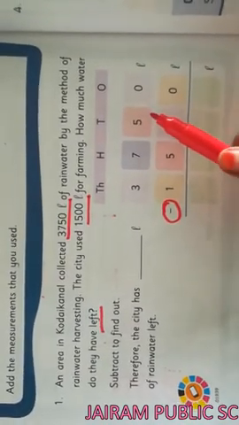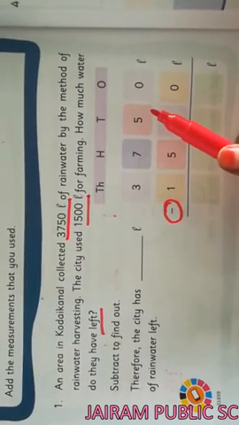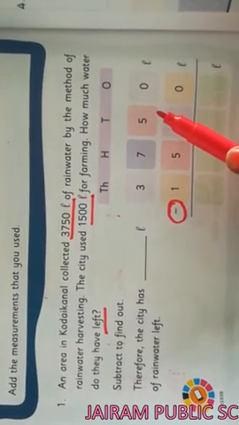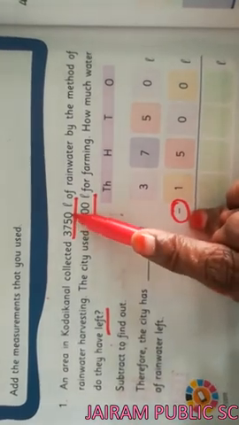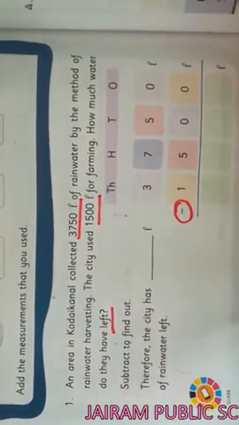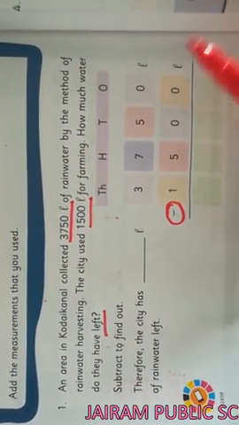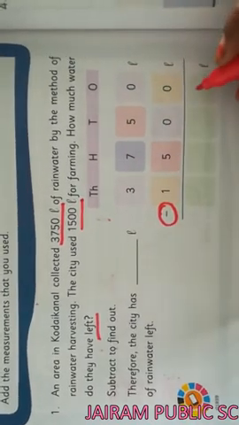For any operation with units, we have to check which units are given. Here also liter, here also liter. So we will do straight subtraction. 0 minus 0 will be 0.